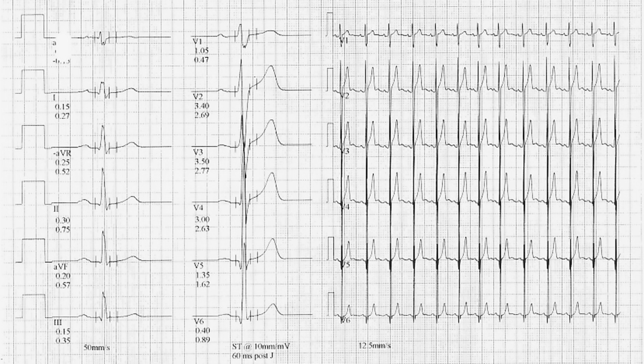And same goes if you ever see 50 millimeters per second, then you have to do 600 divided by the RR interval to get the frequency. Okay.